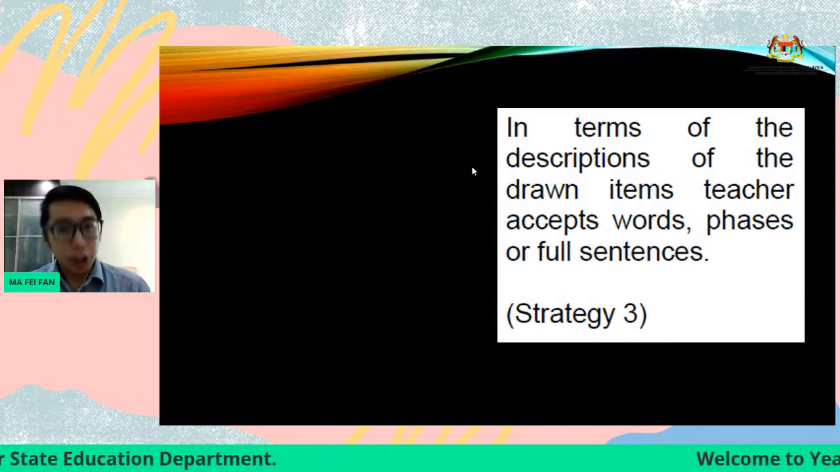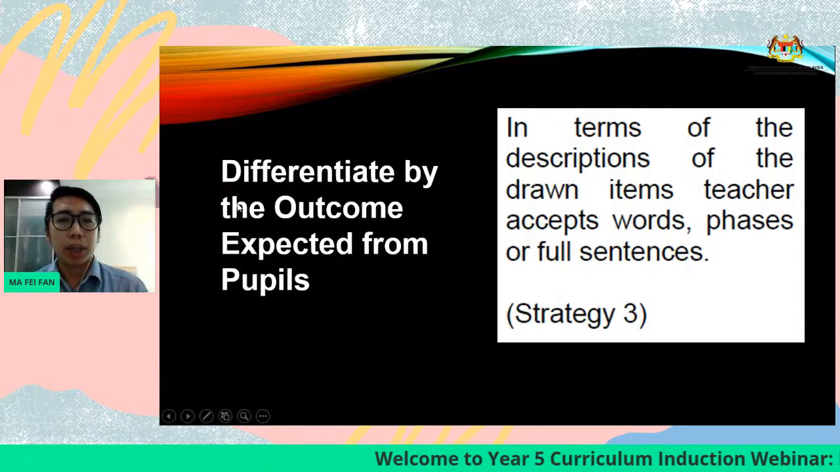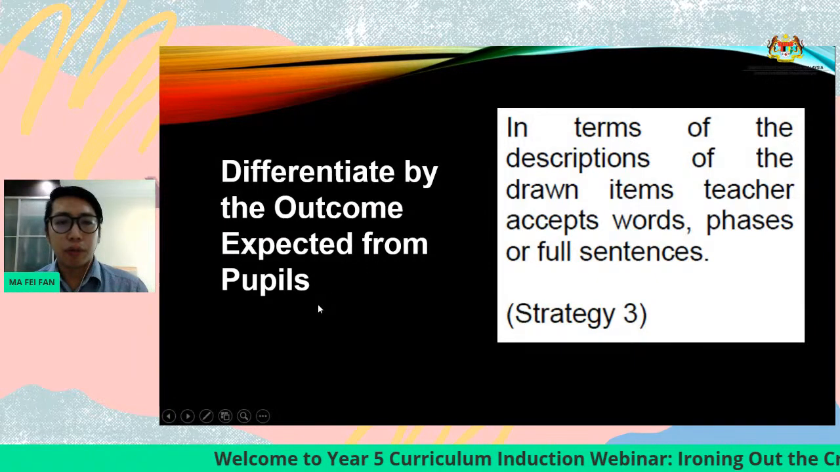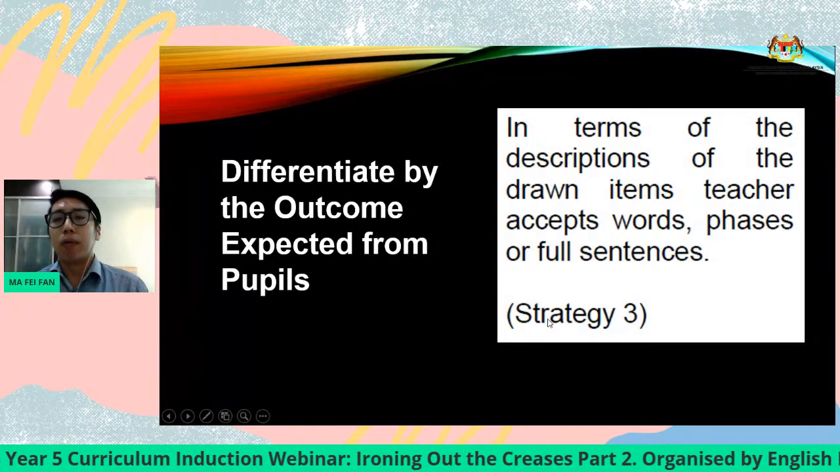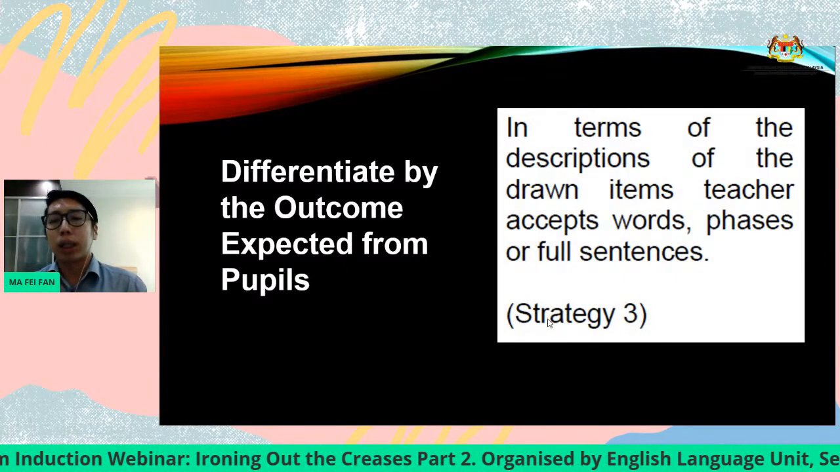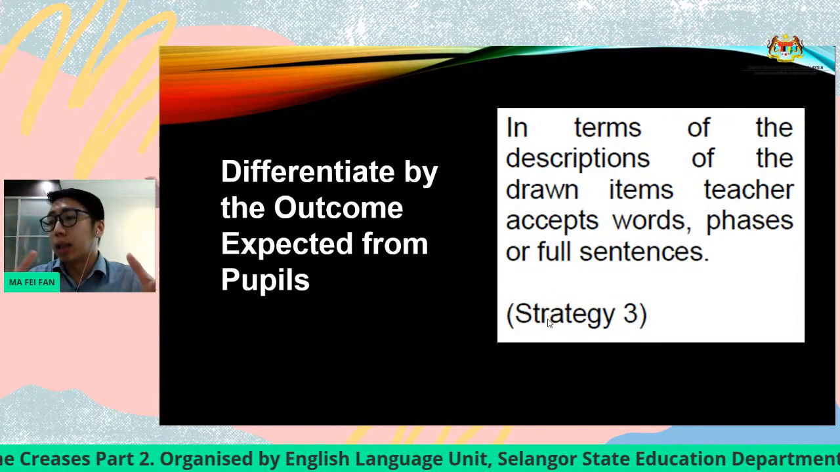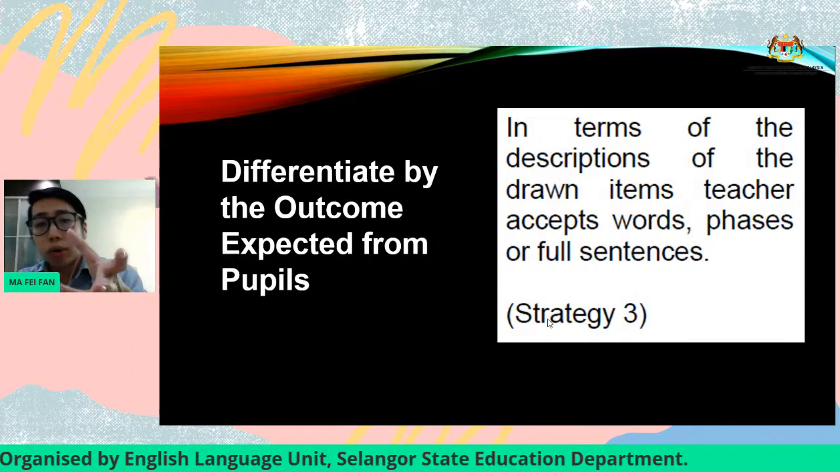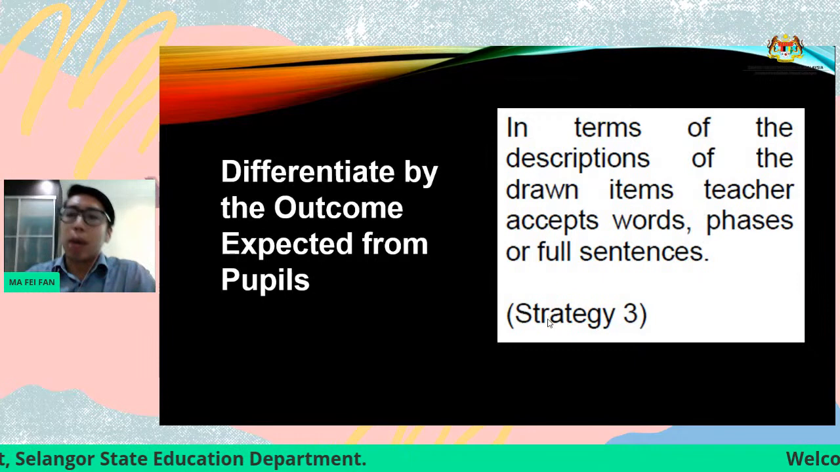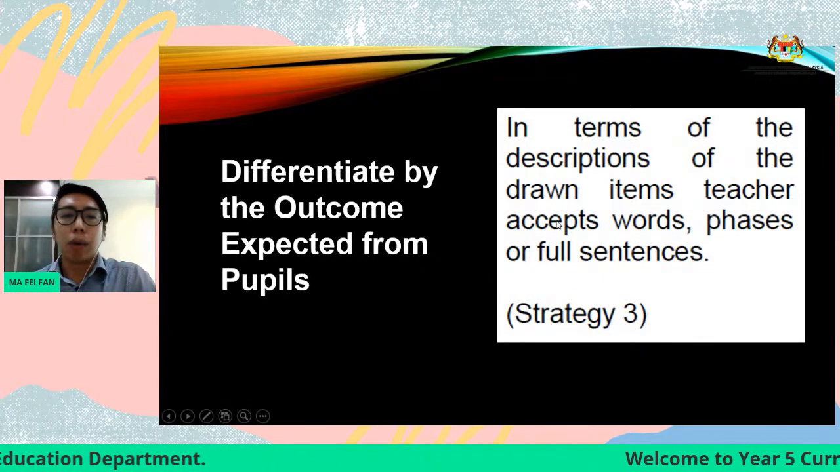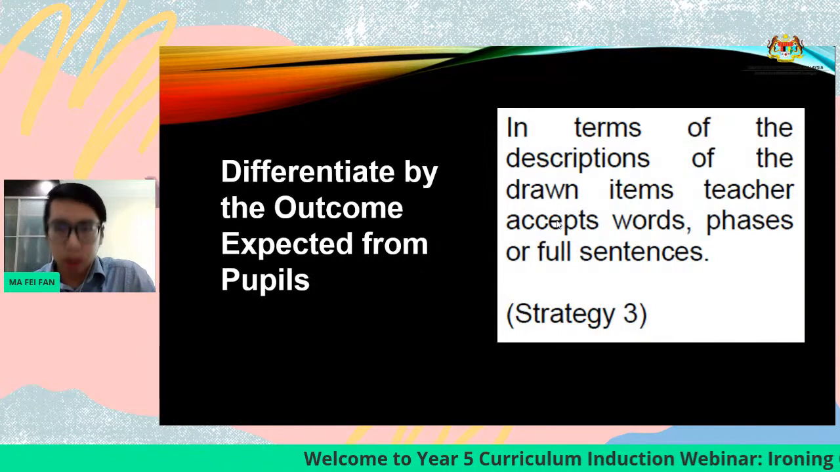So the differentiation strategy that we can use in this lesson is differentiating by the outcome expected from pupils, which is strategy 3. In this lesson, pupils are not restricted in terms of their linguistic outputs. When they describe their designed ice cream or dinosaurs, they can use words, phrases, or full sentences to describe them. Okay, so this is a form of differentiation strategy in terms of the output.